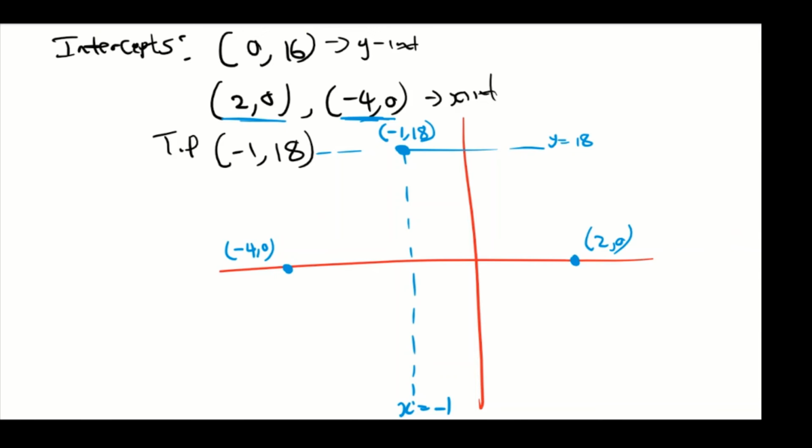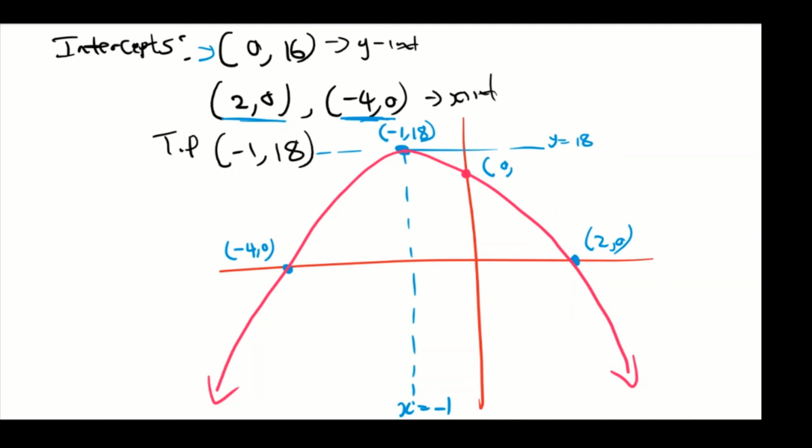So we join our points, so its graph is going to look like this and like that. We also need to indicate this intercept, which is our y-intercept. We found x to be 0, so it's going to be 0 and 16. So this is our graph of f of x.